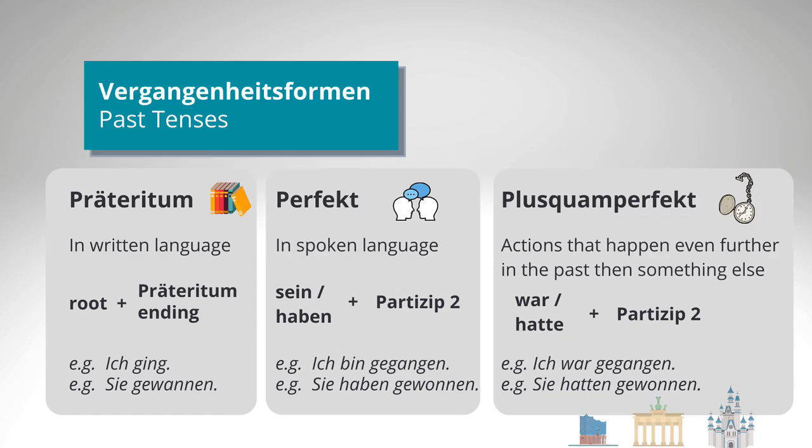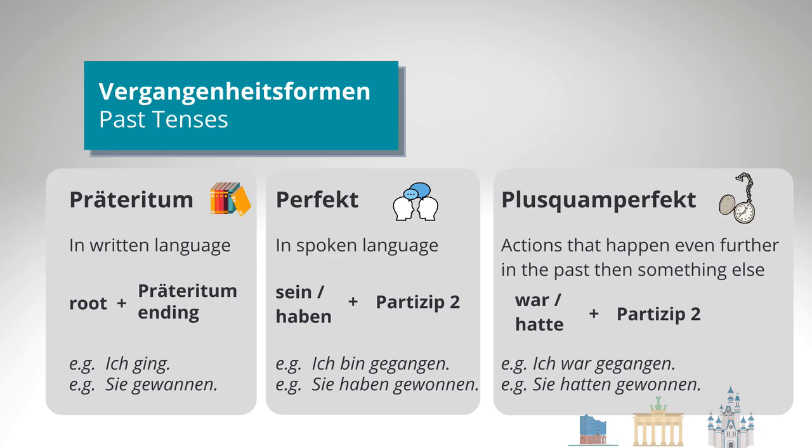For the plusquamperfekt, on the other hand, it's different. Here it doesn't matter whether you use written language or spoken language, it simply refers to actions that happen even further in the past than something else. This is rarely the case, that's why this is the least used of all three past tenses. However, it is still important. The English counterparts would be the simple past and the simple past progressive for the Präteritum, the present perfect and the present perfect progressive for the perfect, and the past perfect and past perfect progressive for the plusquamperfekt.